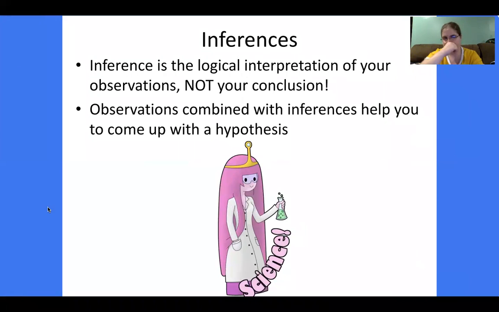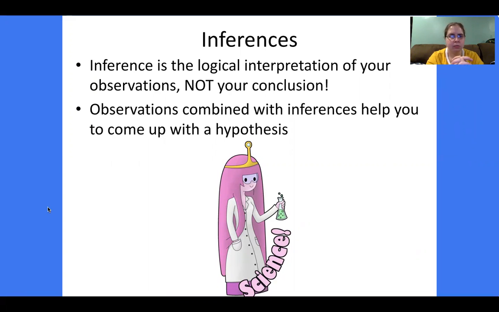All right, inferences. So an inference is a logical interpretation of your observations. It's not a conclusion. It is not saying this is what this means. It is an interpretation. So observations combined with inferences help you come up with your hypothesis. So it's kind of that way that you connect ideas in order to come up with your educated guess. Again, it is not a conclusion. That is not what an inference is.